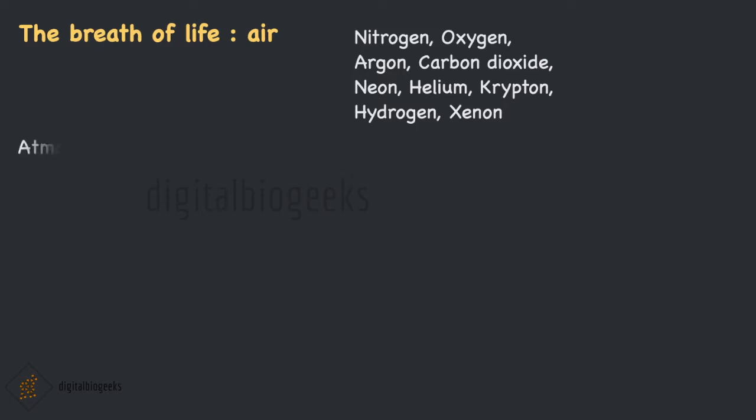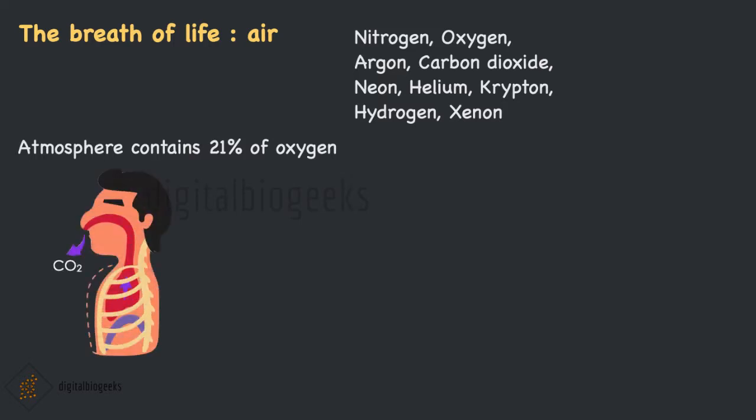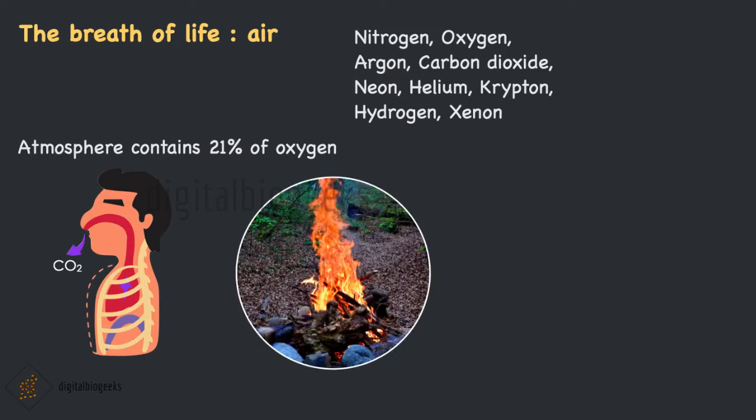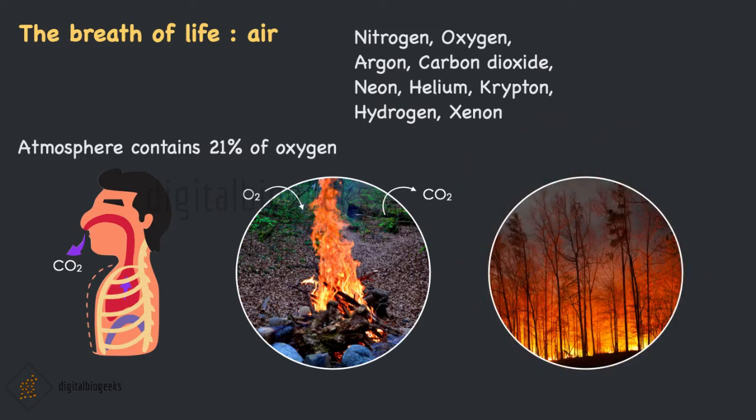Our atmosphere contains around 21% of oxygen. All living organisms need oxygen for their survival. They need oxygen to convert glucose stored in their body into energy. During this process, carbon dioxide is produced. When combustion takes place, there will be a consumption of oxygen and production of carbon dioxide. Forest fires result in the production of carbon dioxide as well.